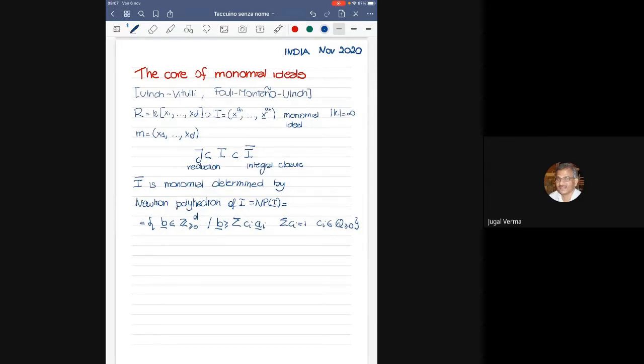And what is I-bar? Once you have the Newton polyhedron, I-bar is very easy to describe. It is generated by all the monomials whose exponent vectors are exactly the b which are in the Newton polyhedron of I. So I-bar has a beautiful description.